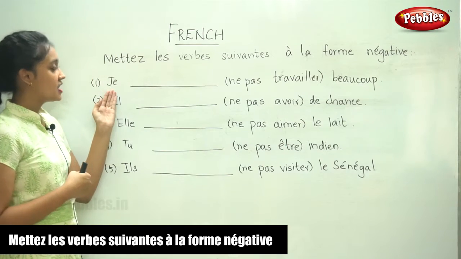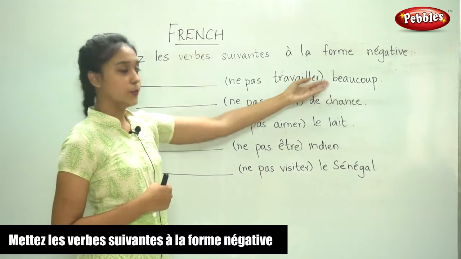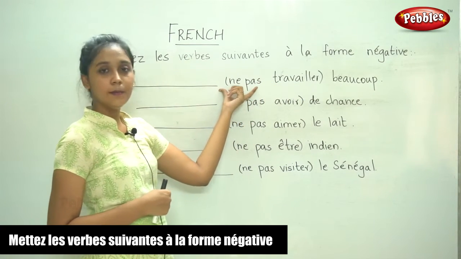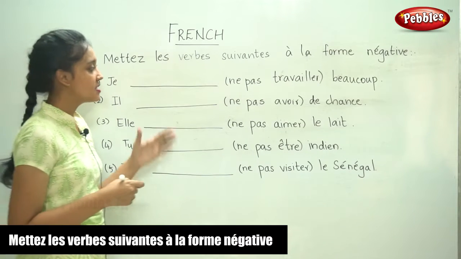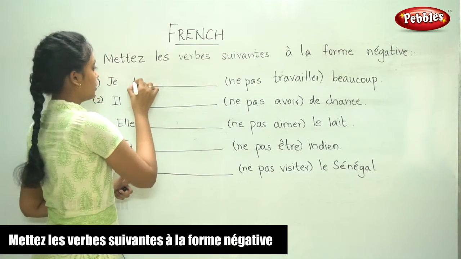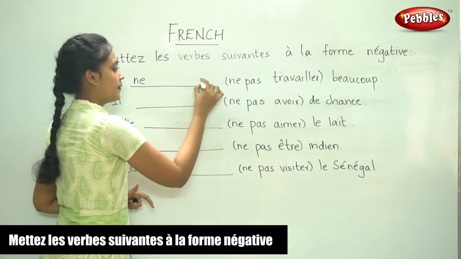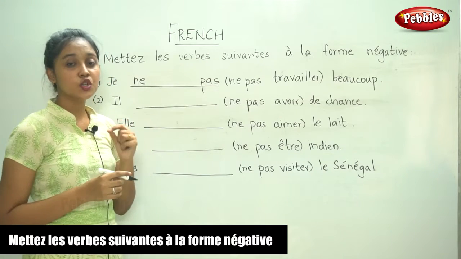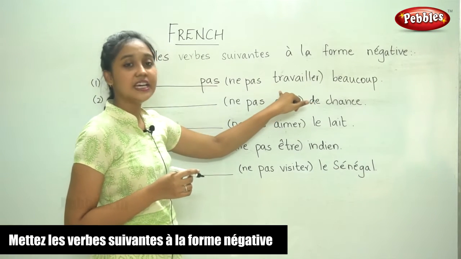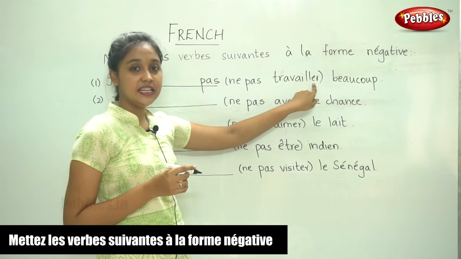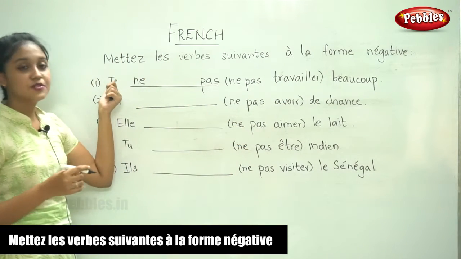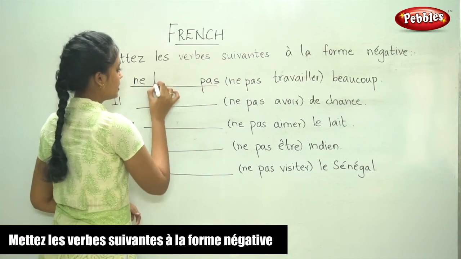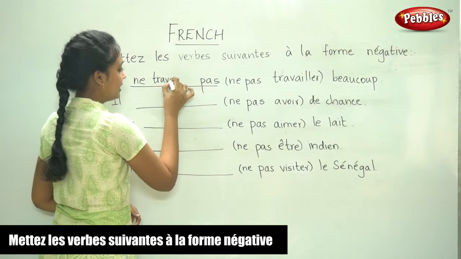The first sentence, "je dash beaucoup." The verb given is travailler, ne and pas. So we have to make this into the negative form. So we write ne and pas, and the verb comes in the center. But we need to conjugate the verb. The verb is given in the infinitive form. It is an ER verb. So the subject is je. So the je conjugation for an ER verb is remove ER and add E.